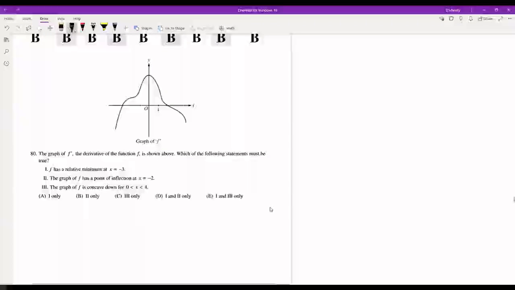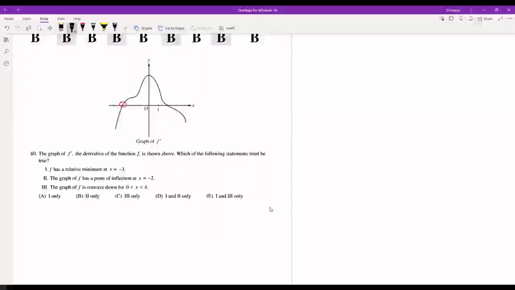So 80, the graph of f prime, the derivative of f, is shown above. Which of the following must be true? 1: f has a relative minimum at x equals negative 3. All right, let's see where x equals negative 3. So the derivative does equal 0 there. So that is one sort of requirement for a minimum or a maximum. But now let's see before negative 3, so at values less than negative 3, the derivative is negative.